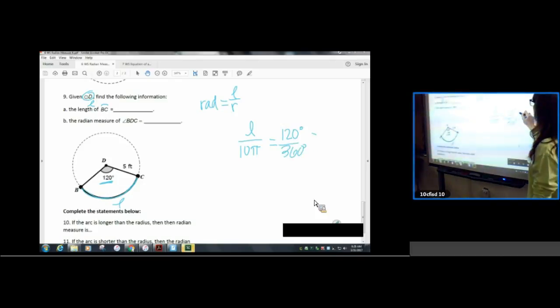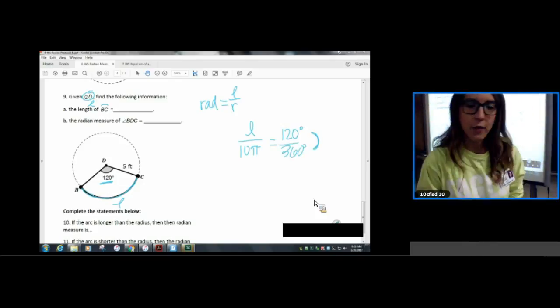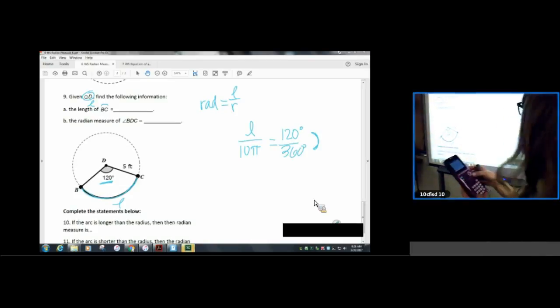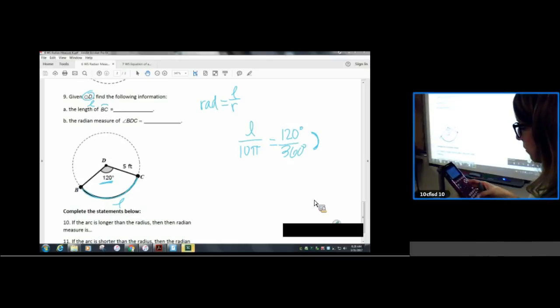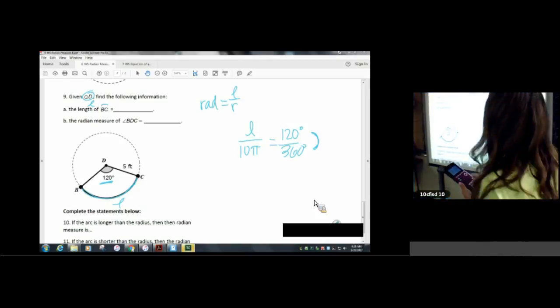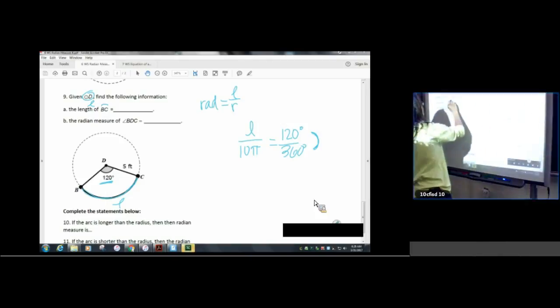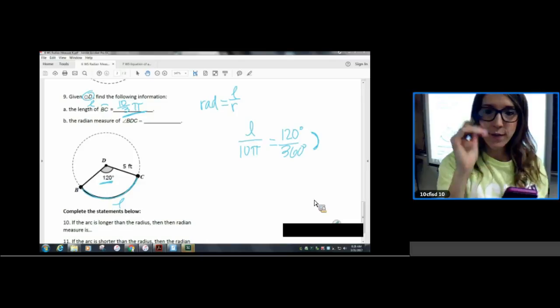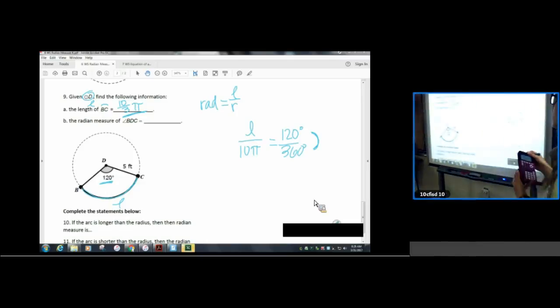You're right. This would reduce to 1/3, but I never reduce it. I just go straight to my calculator and cross multiply. So 10 times 120 divided by 360. Math, enter, enter. So the arc length is 10/3 pi. No pi, no credit. It is curved, so it should have a pi symbol, or at least have pi in it.